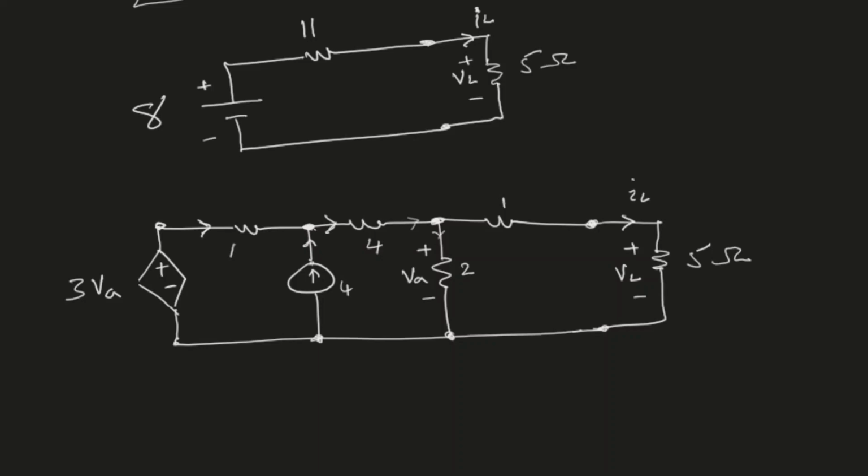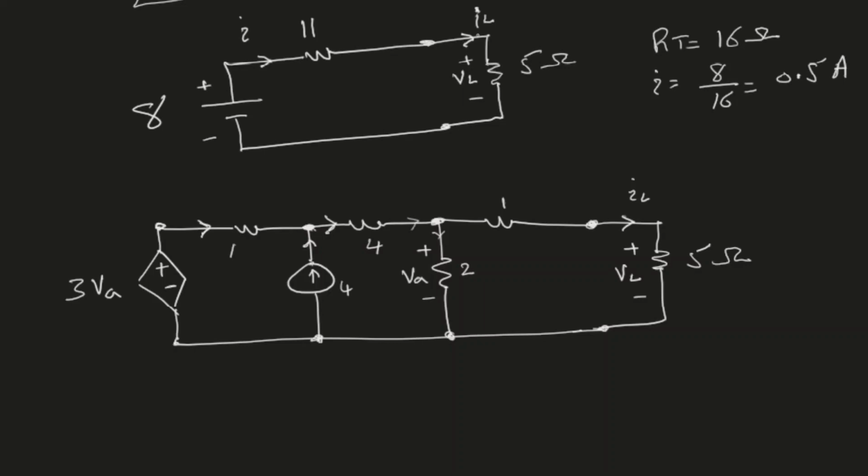Using the Thevenin, I can see that I have two resistors in series, 11 ohms and 5 ohms. So the total resistance is 16 ohms. Therefore, the 8 volt supply will produce a current I. I will be equal to 8 volt divided by 16, and that is half an ampere. So 0.5 ampere will flow in this circuit.